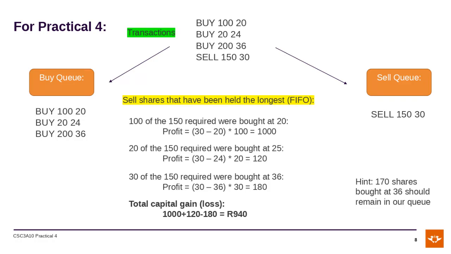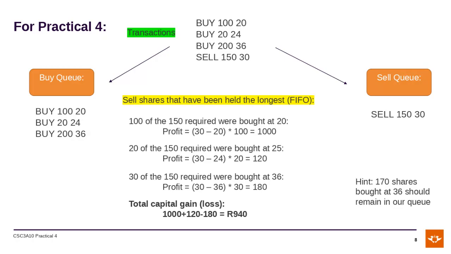The next 20, we bought at 24 Rand. All right, that's an errata, I'll correct that. We bought at 24 Rand, and so the calculation is correct. It's 30 minus 24, that gives us 6. We multiply that by 20, and we get 120 profit for those 20 shares. Then the remaining 30 are from the set that we bought for 36. So we're selling for 30, we bought for 36. We're actually making a loss of 6. We multiply that by the number of shares, that gives us 180. That's actually a loss. And so when we add that all up together, we end up with 1,000 plus 120 minus 180, and that gives us a positive profit of 940 Rand.